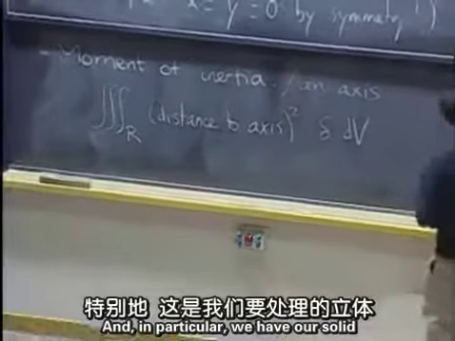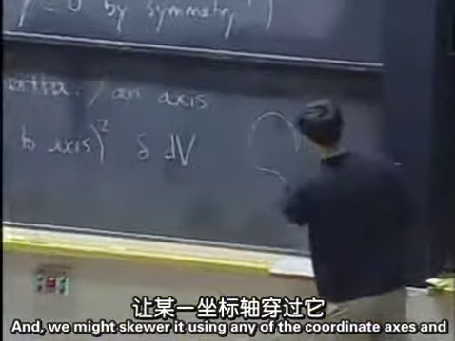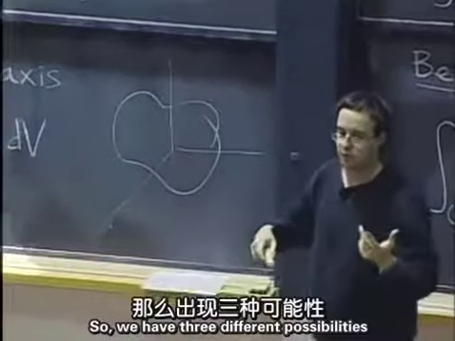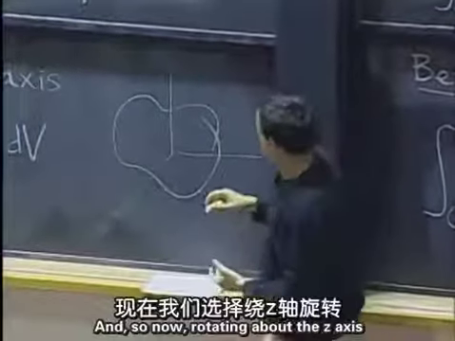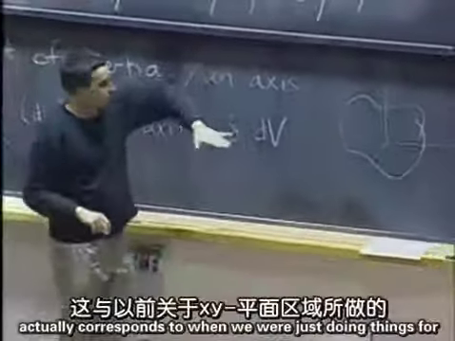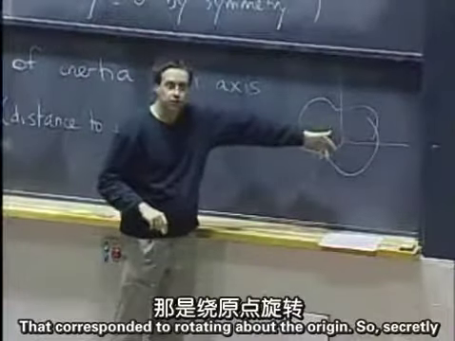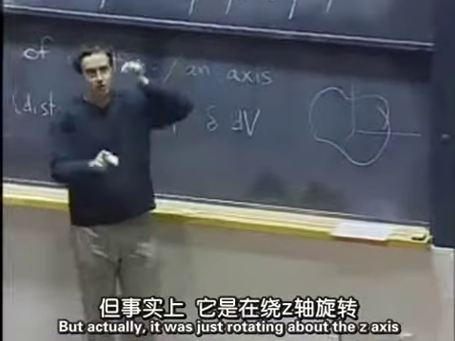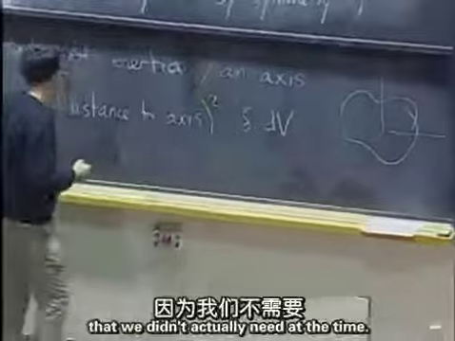In particular, we have our solid, and we might skewer it using any of the coordinate axes and then try to rotate it about one of the axes. So we have 3 different possibilities, of course, the x, y, or z axis. And now rotating about the z-axis actually corresponds to when we were just doing things for flat objects in the xy plane, that corresponded to rotating about the origin. So secretly we were saying we were rotating about a point, but actually it was just rotating about the z-axis. I just didn't want to introduce a z-coordinate that we didn't actually need at the time.